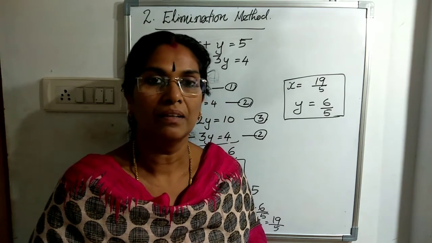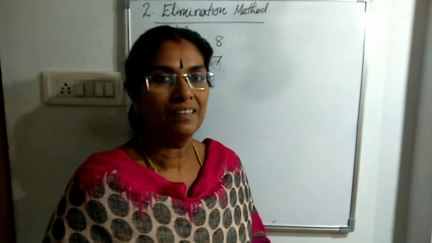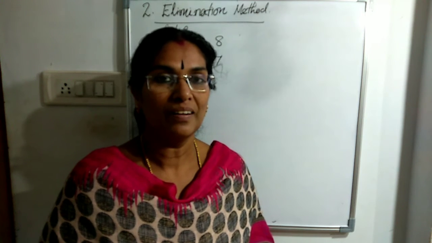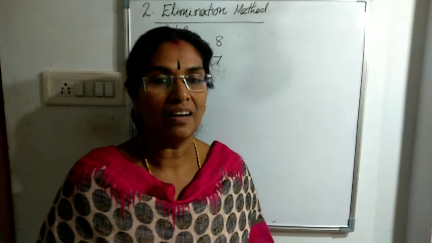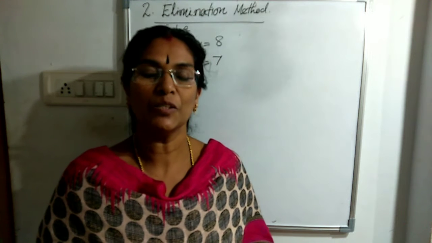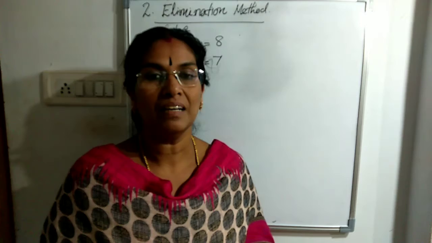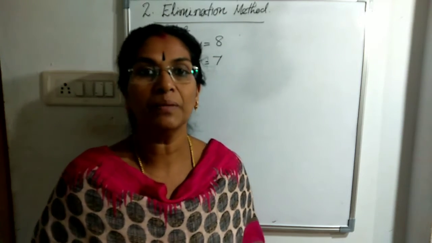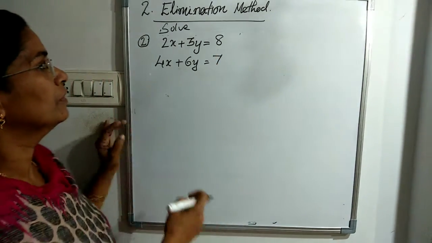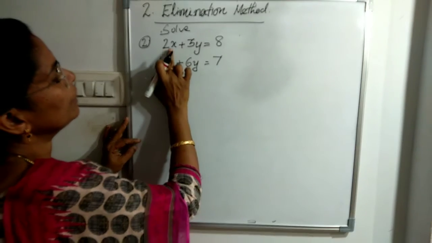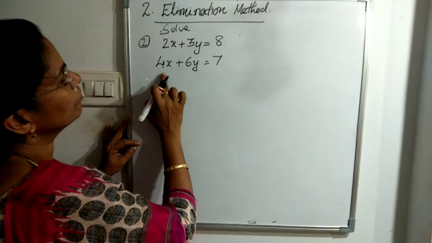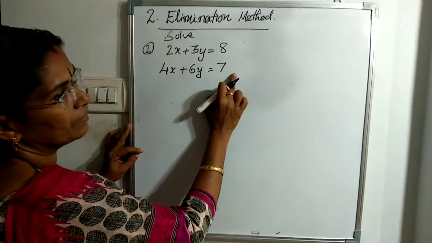Clear this one? Okay students, what did we say now? I said if it is a false statement, it means there is no solution. If it is a true statement, it means there are infinitely many solutions. From this example it will be clear for you. Solve 2x plus 3y equal to 8, 4x plus 6y equal to 7.